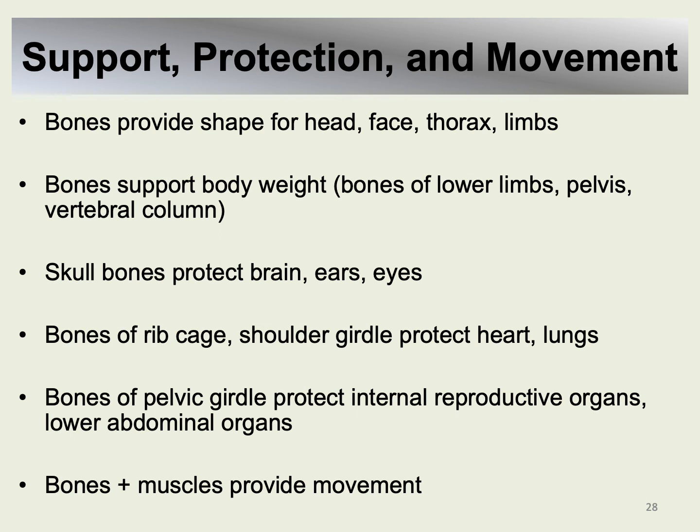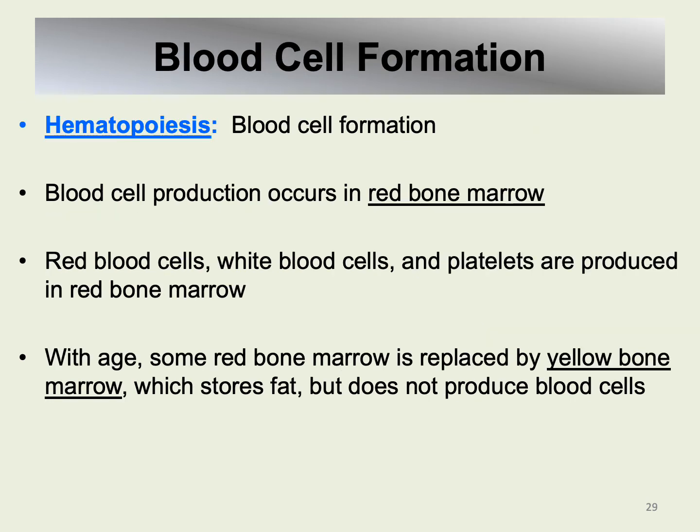Skull bones protect the brain, eyes, ears. Bones of the rib cage or thoracic cage, shoulder girdle protect the heart and lung, vital organs. Bones of the pelvic girdle protect the internal reproductive organs, lower abdominal organs. Bones and muscles together provide the movement, but the movement is actually provided by muscles. Bones aid the muscles to shorten and relax and allow the movement.